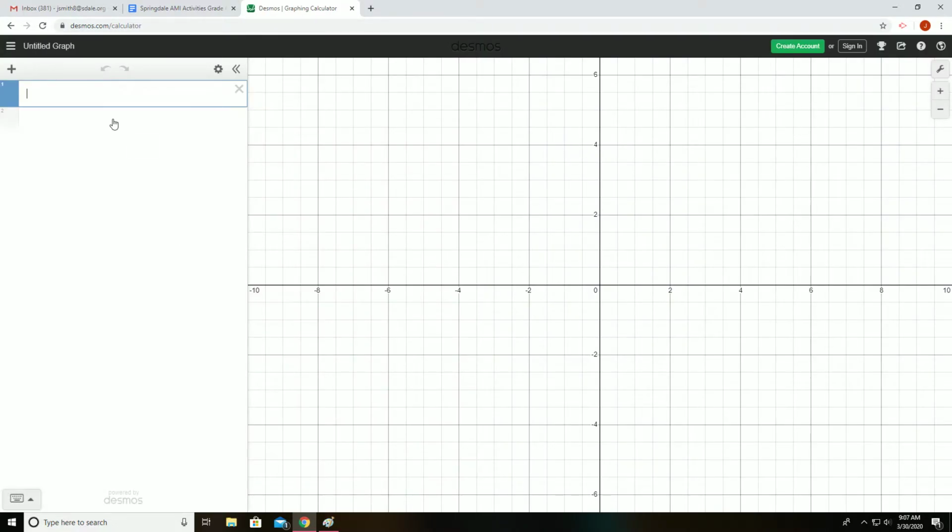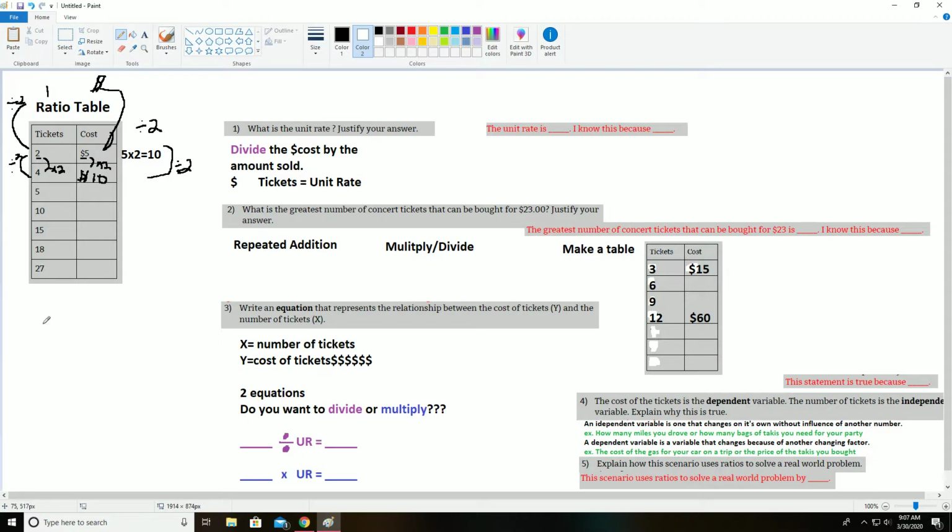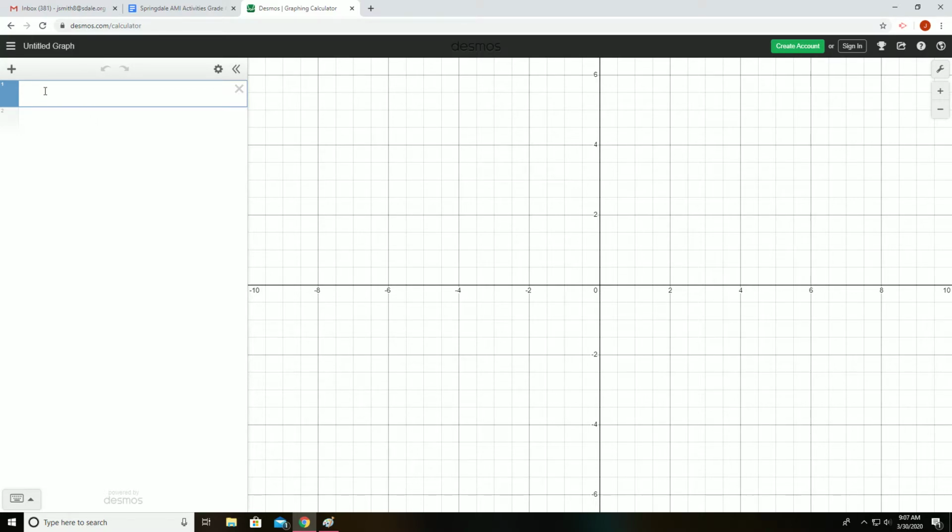Let's start graphing. A minute ago, I said, why don't we use the tickets side as the X values, and we'll use the cost side as the Y values. So if I say every number in this column is the X, I know that every number on the left side of my ordered pair is going to be on this side. Then there's going to be a comma in the middle that separates them, and the Y's will be on this side.